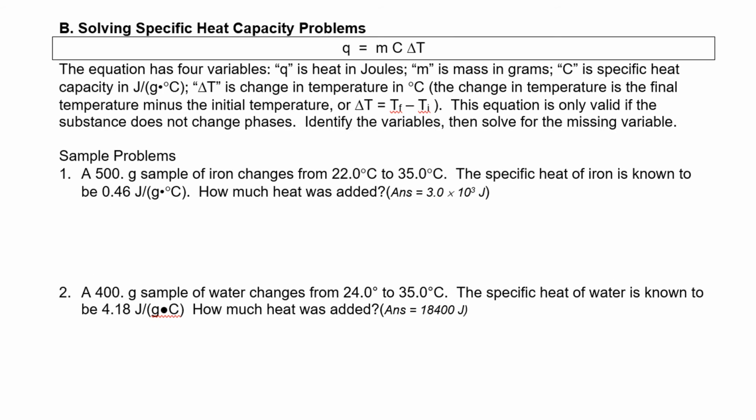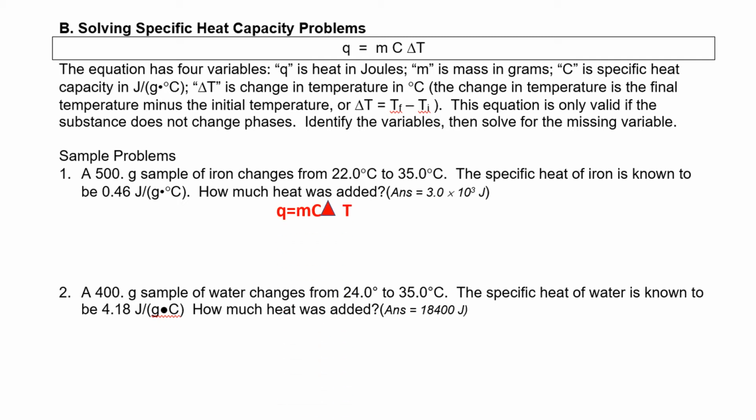We are going to walk through a few practice problems together. So you have your equation at the top and then some explanation of the variables. The first sample problem says a 500 gram sample of iron changes from 22 degrees Celsius to 35 degrees Celsius. The specific heat of iron is known to be 0.46 joules per gram degree Celsius. How much heat was added?